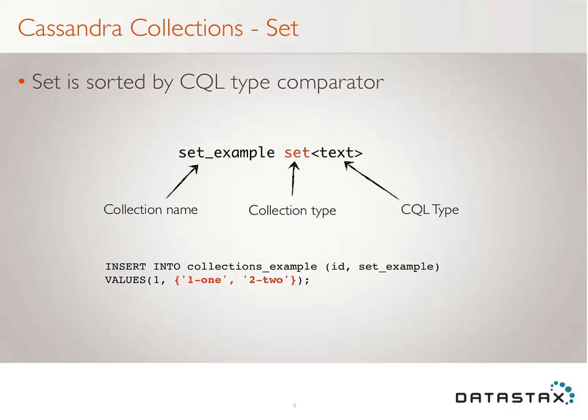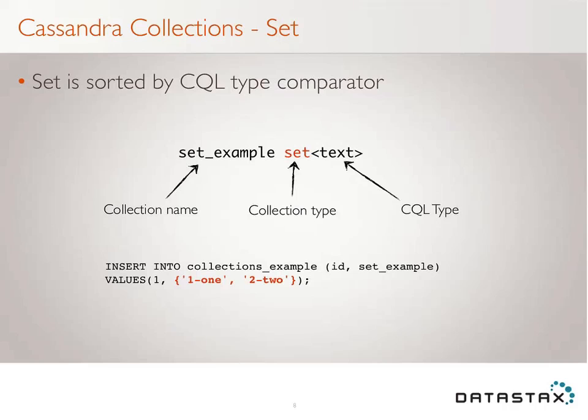So let me explain that. You have the name, the collection type set, and then inside the greater than and less than brackets, you have the CQL type. And that CQL type is how it will manage things like sorting a text versus an int, and that's the way you want it to be sorted. So in my example here, I'm inserting into this collections example 1 and 2. Now, because I'm using text, it will sort by text because 1 sorts before 2 in the collating order. And that's cool. That's what I wanted.